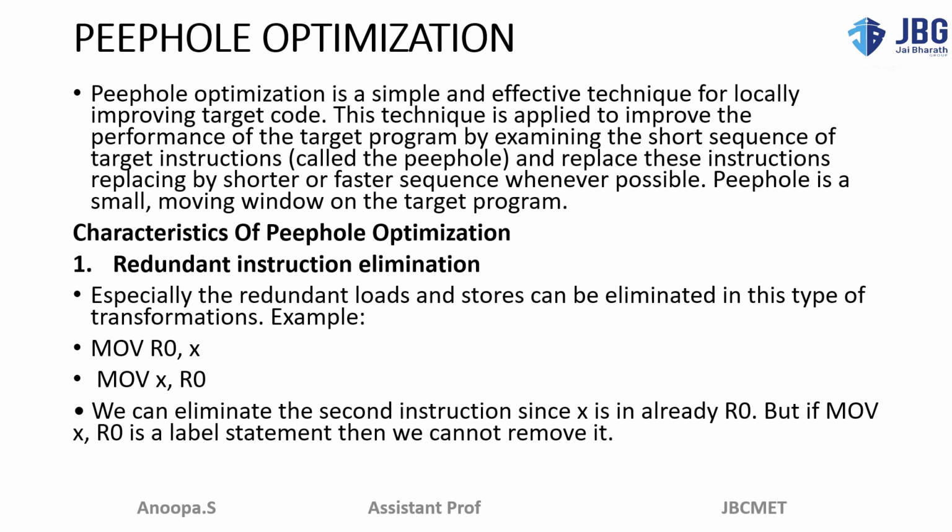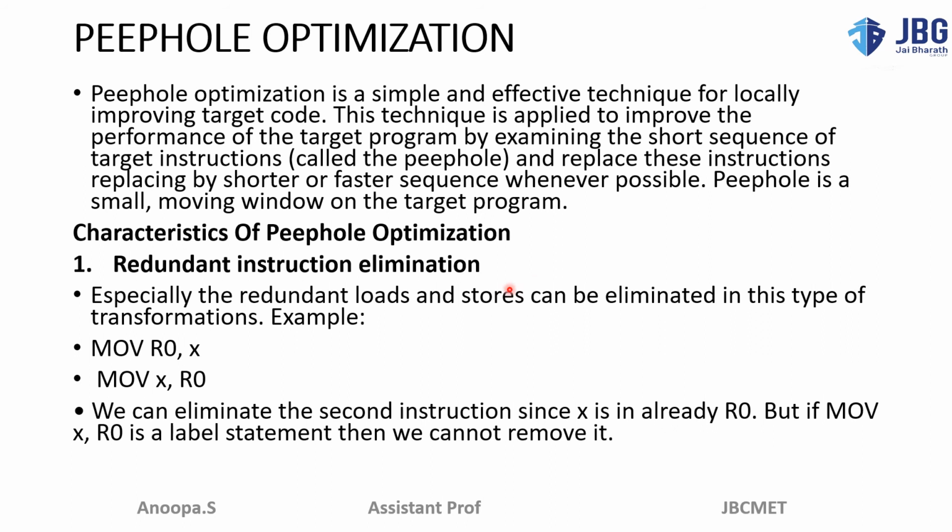Now, next is peephole optimization. What is a peephole? It is a small moving window on the target program, or we can improve the performance of this target program by examining short sequences of target instructions called peepholes, and we can replace these instructions with a shorter or faster sequence. So we identify certain target instructions, called peepholes, and we can improve the performance by replacing those instructions with a shorter or faster sequence.